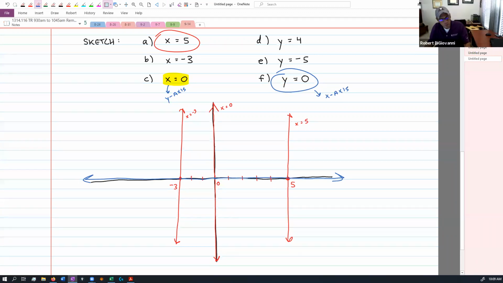Okay, y is 4. If we go up 4, draw a horizontal line. That's y is 4. And then y is -5 is down here.